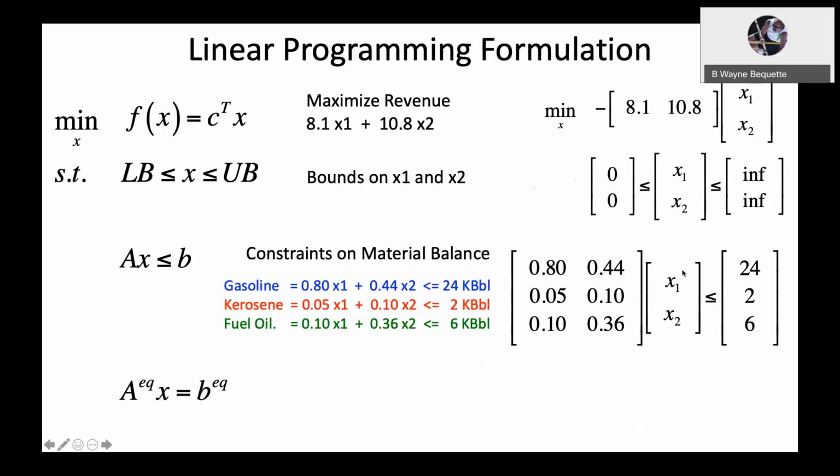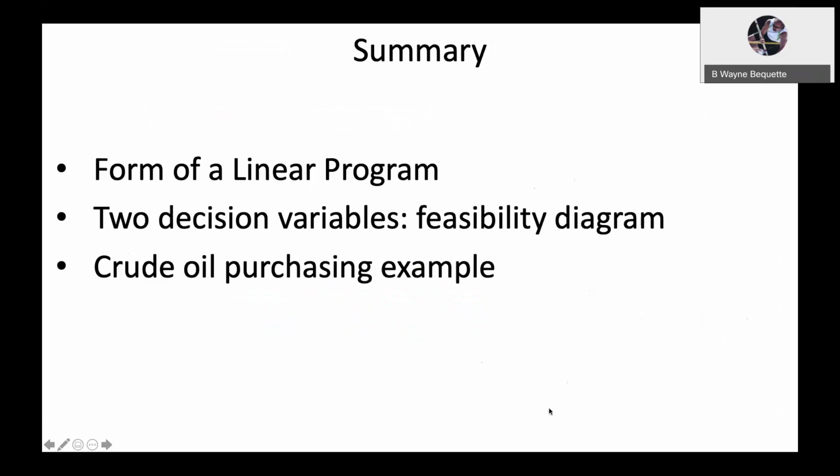We did have constraints. Remember, we could only produce 24,000 barrels of gasoline, 2,000 barrels of kerosene, and 6,000 barrels of crude oil, and that appears in the inequality constraint. The way we formulated the problem, we did not have any equality constraints. To summarize, we discussed the form of a linear program. We solved a problem involving two decision variables by constructing a feasibility diagram. And then we used a crude oil purchasing example.